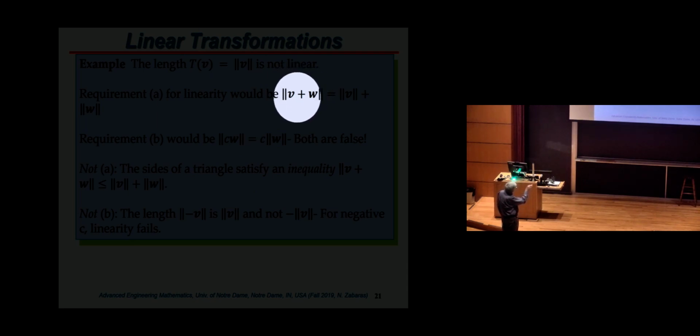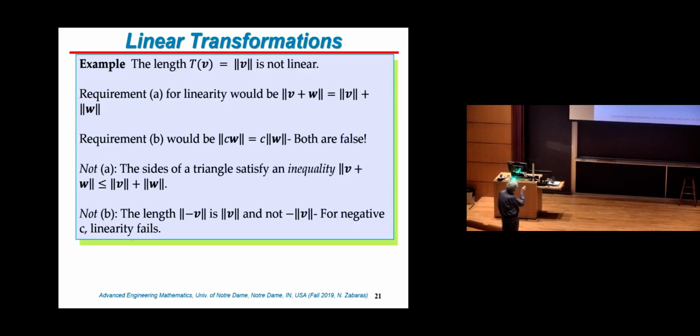If it is a linear transformation, and I operate on V plus W, according to linearity this should be equal to the magnitude of V plus the magnitude of W. But is this equation correct for vectors? What's the correct equation? Who defines the correct equation there? That the magnitude of V plus W is what? What my friend Pythagoras said: less than or equal to the magnitude of V plus the magnitude of W.